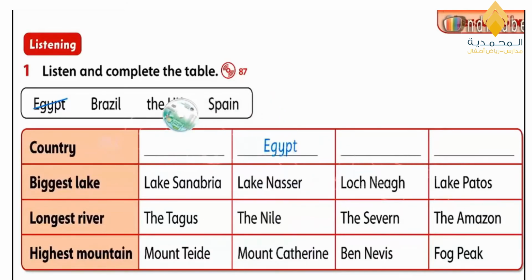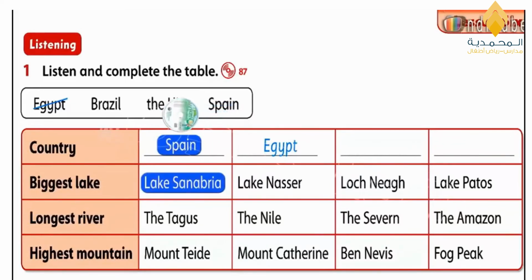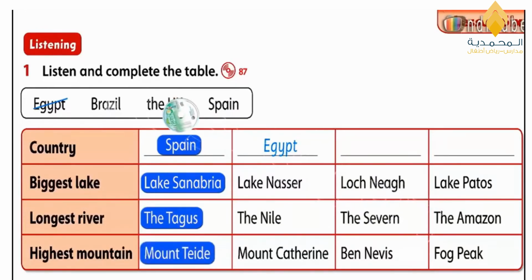Number 2. What's the biggest lake in Spain? Is it Lake Sanabria? Yes, it is. What's the longest river in Spain? The Tagus. That's right. What's the highest mountain in Spain? It's Mount Teide. Yes.